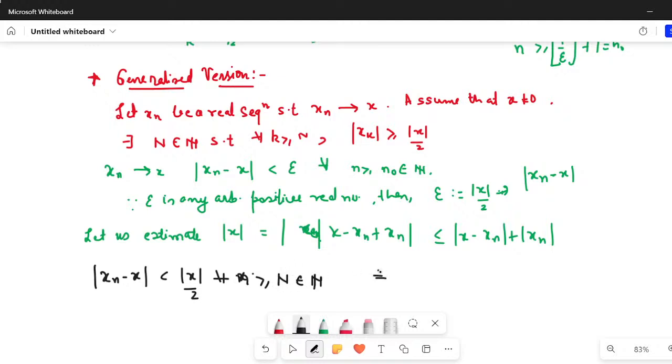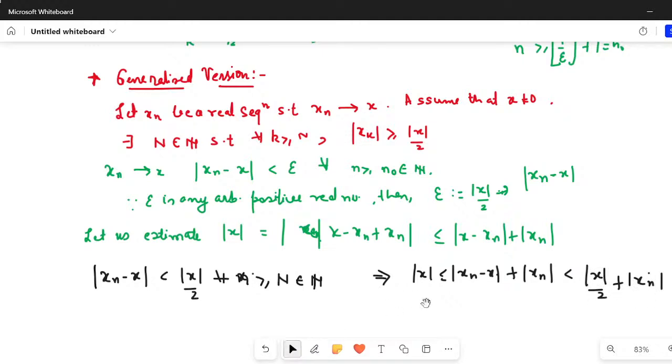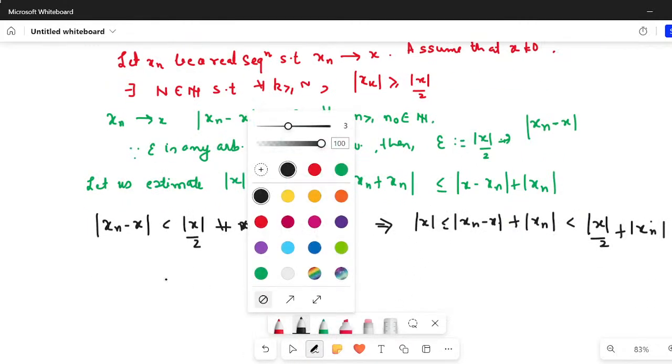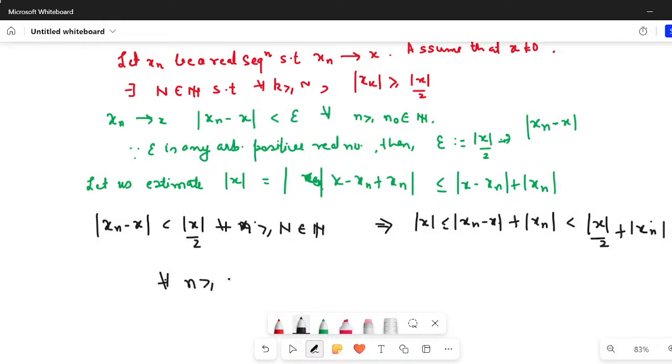So what does it imply? It implies that modulus of x can be written as less than equal to modulus of x minus xn, or shall I write xn minus x, one and the same thing. And for all n greater than equal to capital N, this can be written as less than modulus of x by 2 plus modulus of xn. In other words, I can say that for all n greater than equal to capital N, modulus of xn can be written as greater than modulus of x by 2.